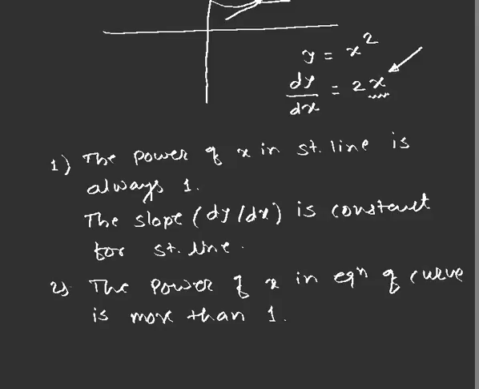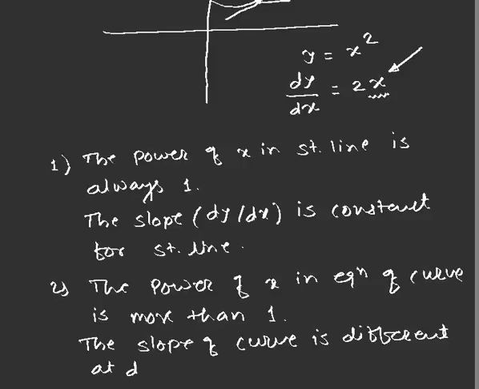Hence if the power is 2, 3, it is a curve, and the slope of a curve is different at different points. This is a very important concept. Different points.